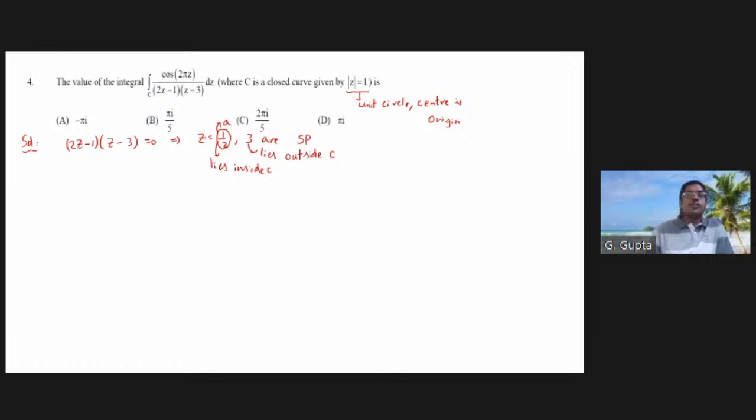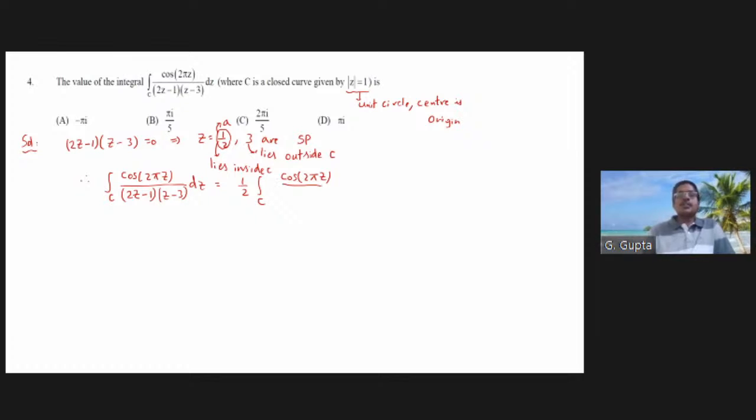So therefore, the given integral can be adjusted as cos 2 pi z divided by (2z minus 1)(z minus 3) dz. This can be expressed as, I can take 2 outside from 2z minus 1, which can be written as z minus half, so that 2 is outside, half times the integral over C of cos 2 pi z.